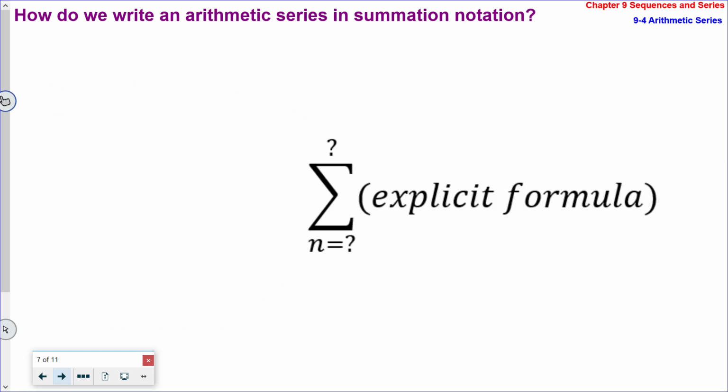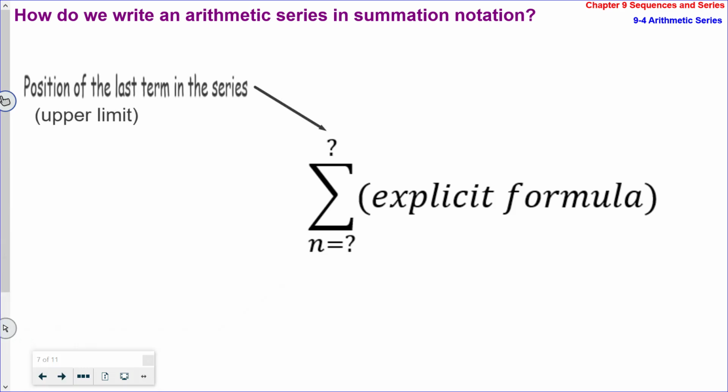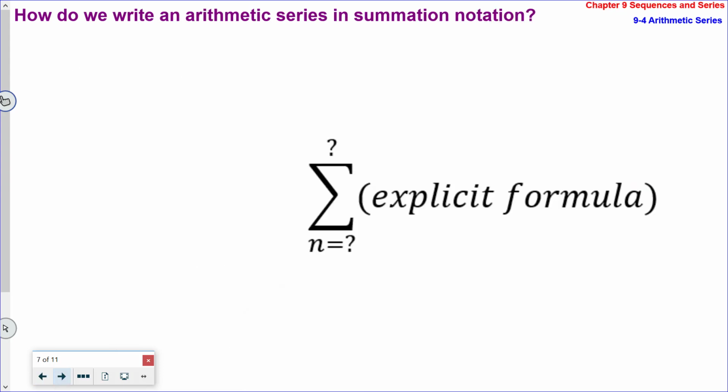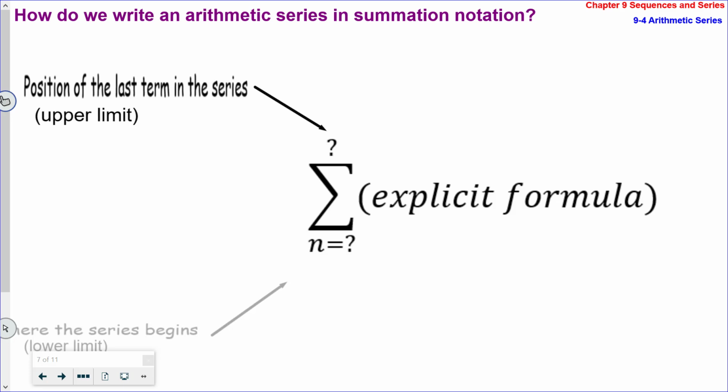What you need to know about summation notation: the number that goes on top is always the number of terms. And we already discussed how we could find the number of terms. The number on bottom is always just going to be n equals 1. That just means we start from the first term. What we put on top is just the number of terms. And on the right side is just going to be the explicit formula.